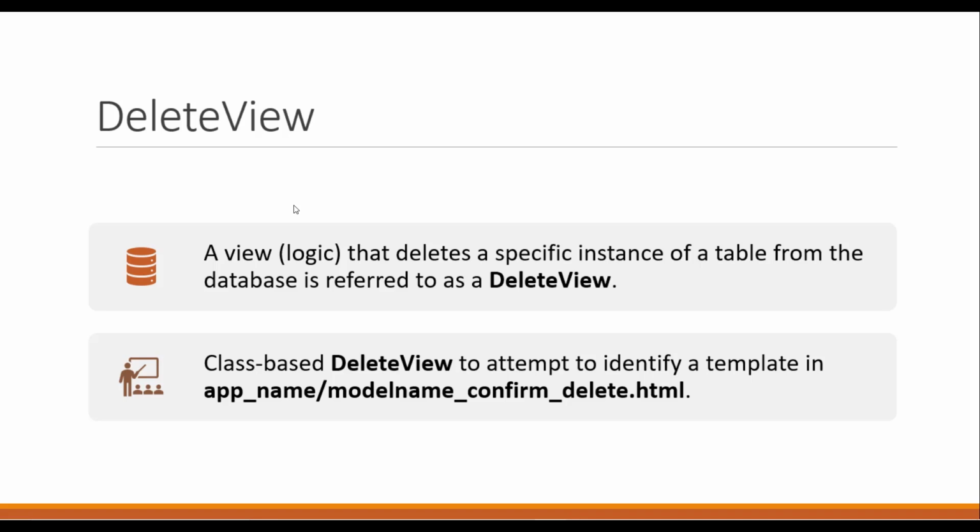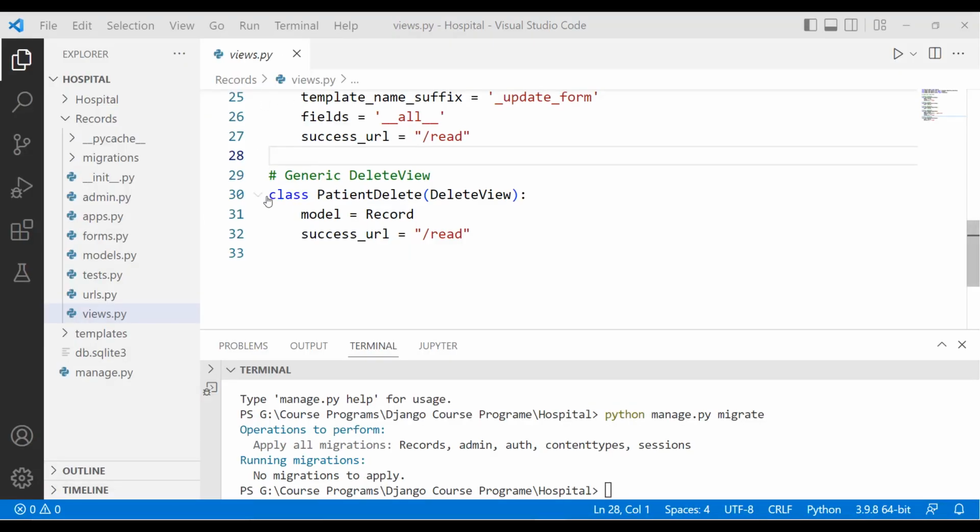So now we will learn to create this delete view first. For creating the delete view, I create a subclass named as patient delete. Then I extend this class with the name delete view. After this, I define the model record by using which this delete view is created, and I also override the success underscore URL property on it, which redirects to the read view when the deletion process completes.